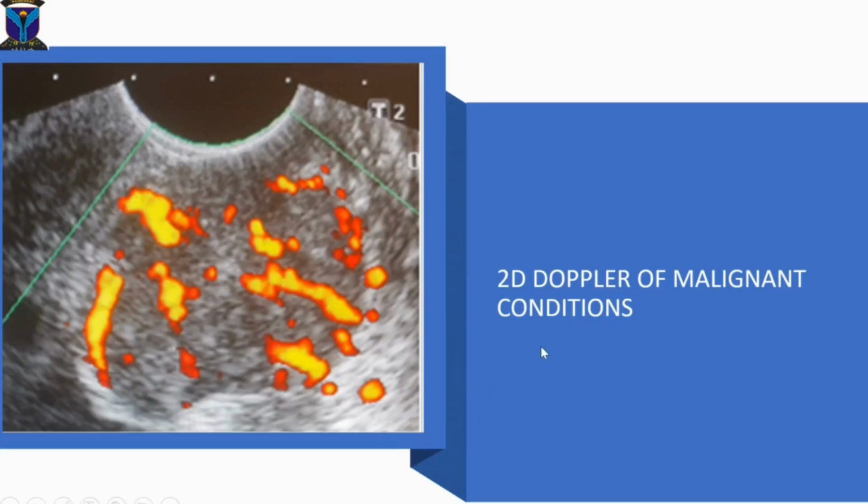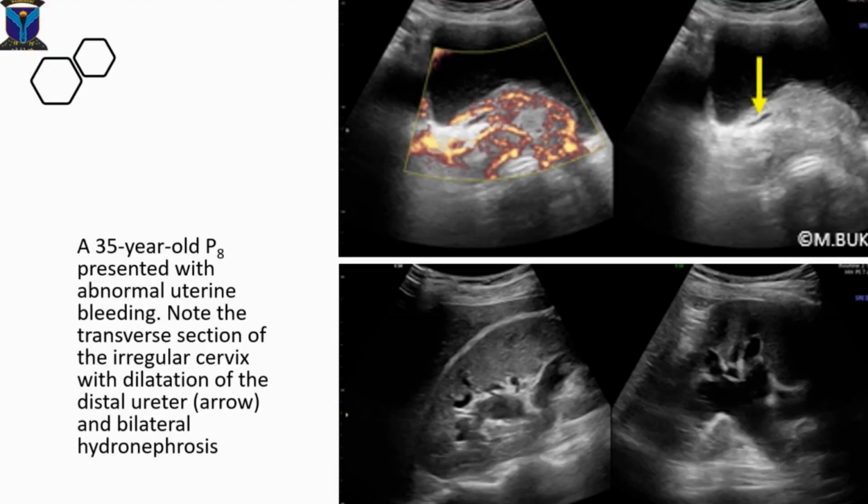Now let's look at 2D Doppler of malignant conditions. This was a case of advanced cervical cancer. Look at the dilatation, the looping, stenosis, the chaotic distribution, and look at the kidney on the same side where you have this ureteric dilatation.